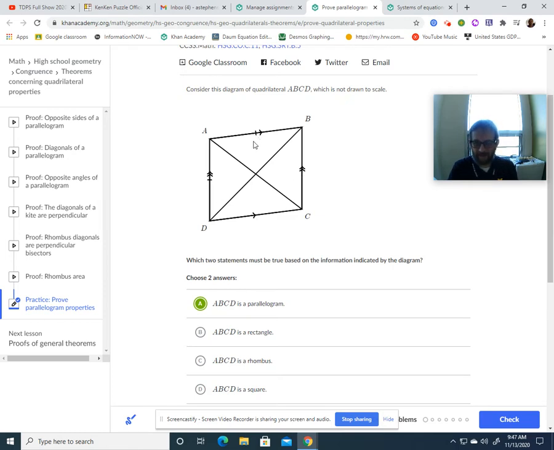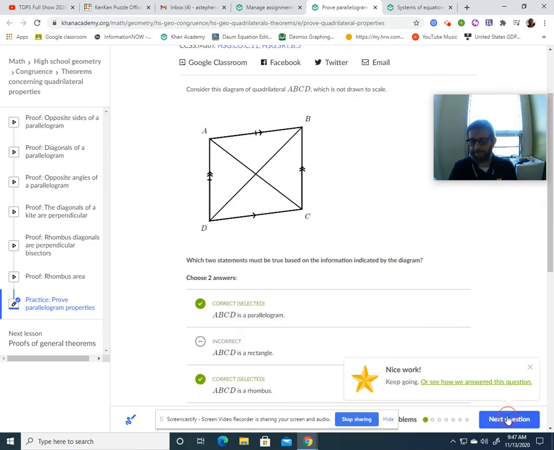And then, because they've told us this one and this one are the same, this one is also equal to this one, and also equal to this one. So all four sides are the same, which makes it a rhombus. A rhombus is a parallelogram with all equal sides.